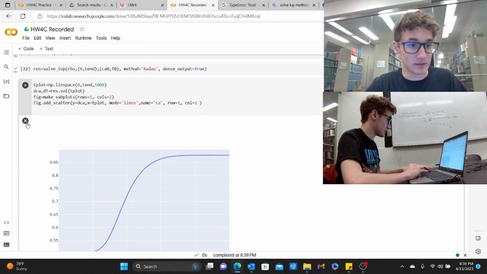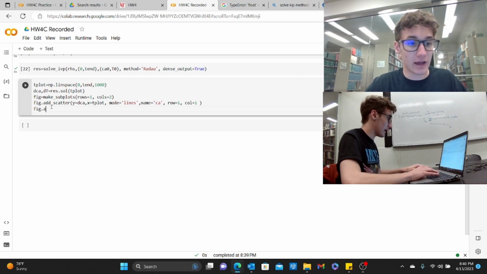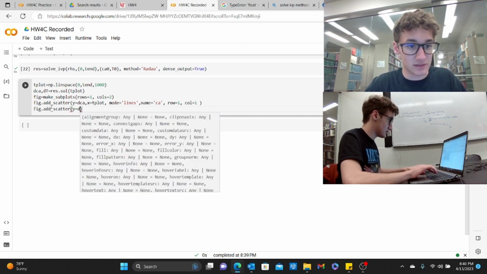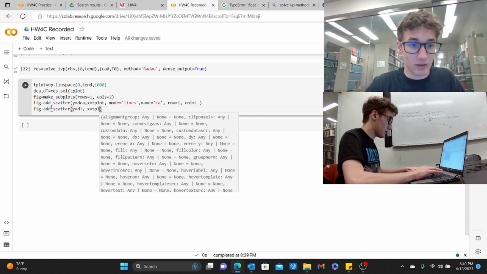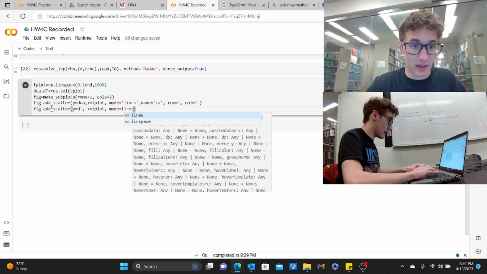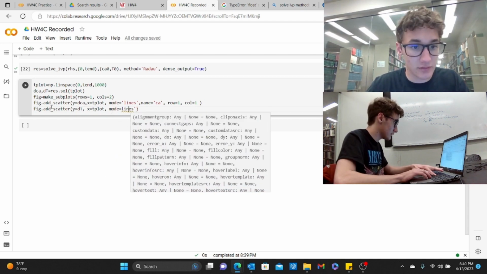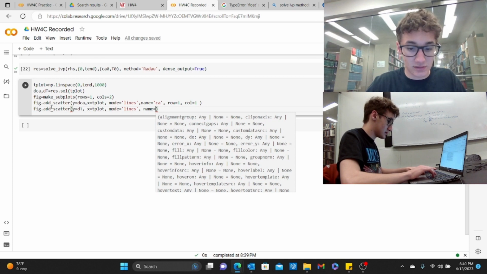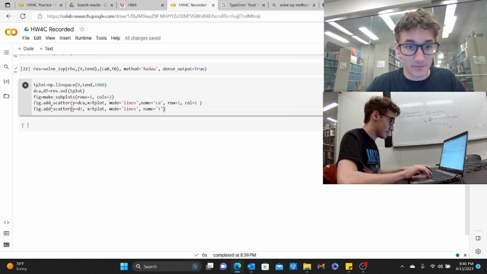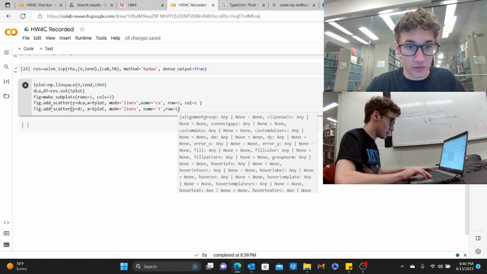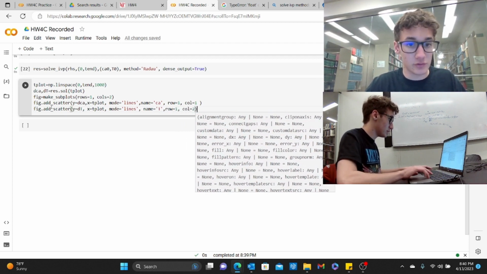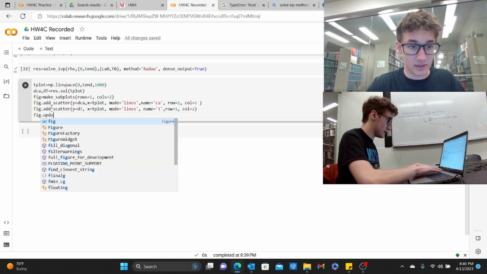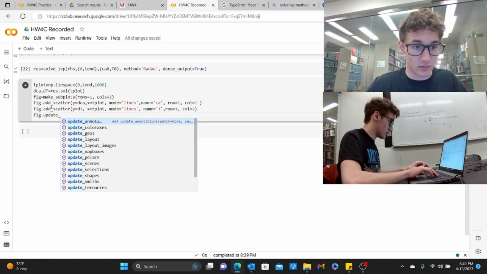So let me get rid of that. fig.add_scatter. We're going to do y equals dt, x equals tplot, mode equals lines. Let's do that. Name equals temperature, row equals 1, col equals 2. And now we can do fig.update_layout.